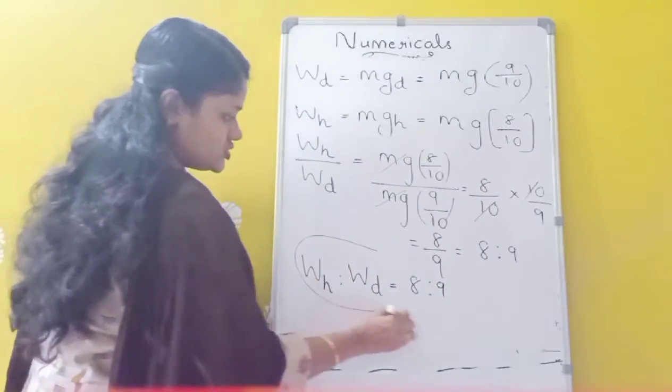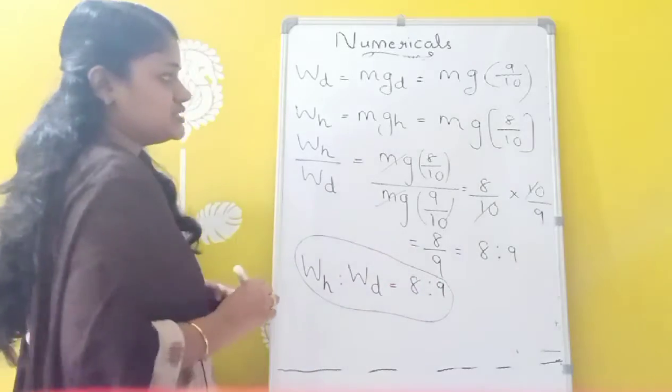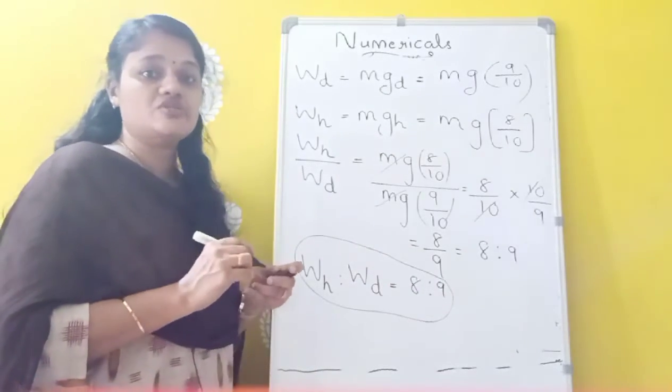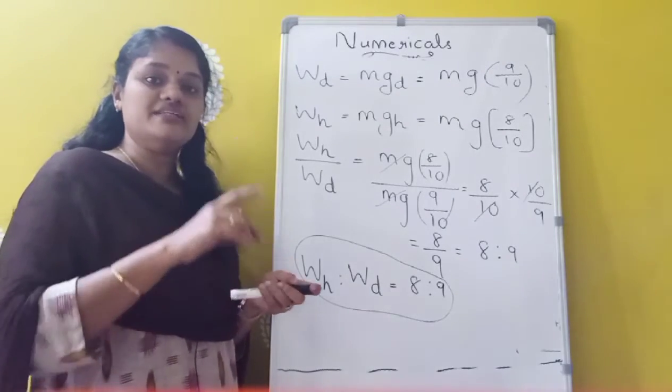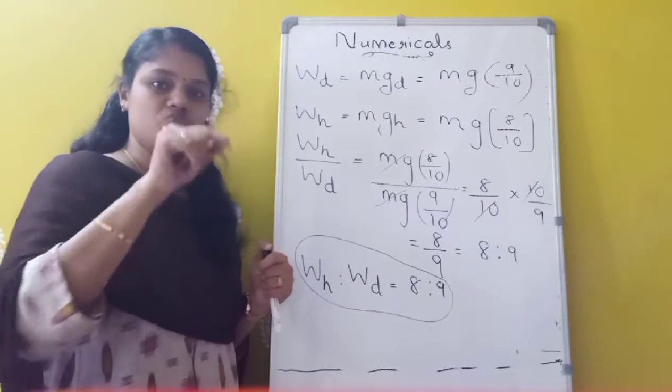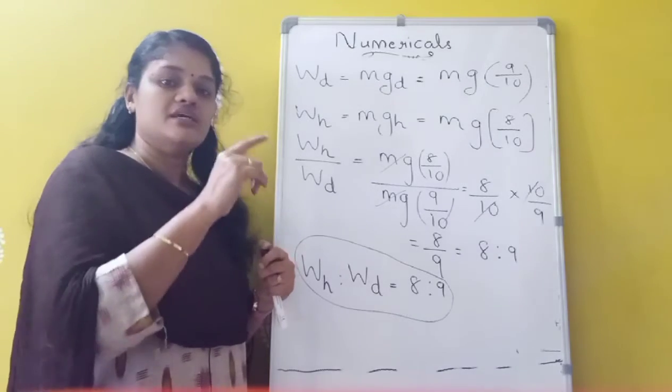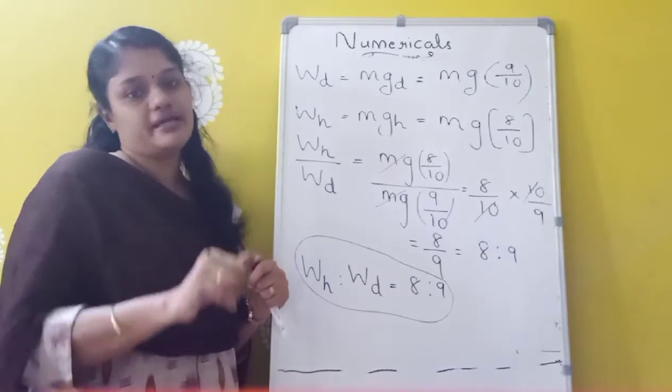So here you have to remember the formula for acceleration due to gravity at a height as well as for the depth. At a height the formula is g into 1 minus 2h by R. At a depth the formula is g into 1 minus d by R.